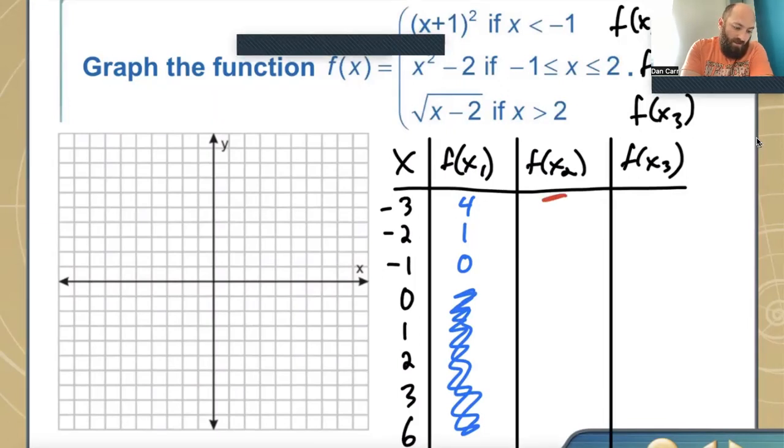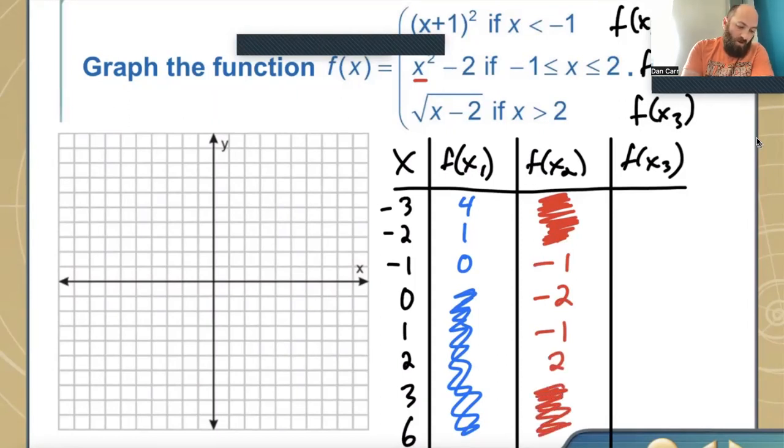Okay, -3 does not exist here. -2 does not exist, but -1 does exist in the middle one. Okay, so -1 squared minus 2. So -1 squared is +1. Minus 2 is -1. Okay, and so we'll go down there. 0 squared is 0. Minus 2 is -2. 1 squared is 1. Minus 2 is -1. 2 squared is a part of it still. So 2 squared is 4. Minus 2 is 2. Okay, 3 and 6 do not exist here. So we're going to go ahead and scratch that out and be done.